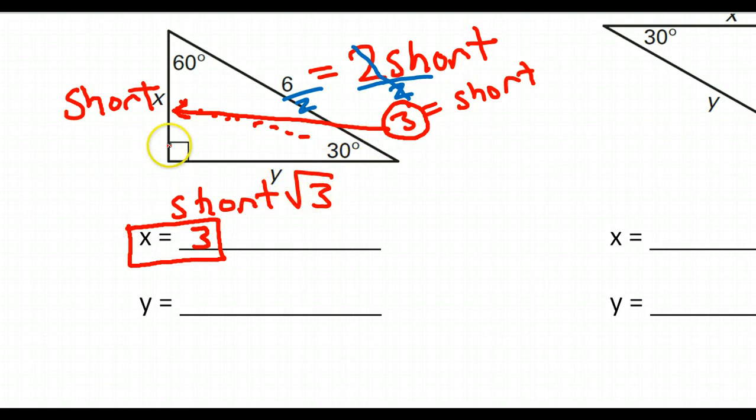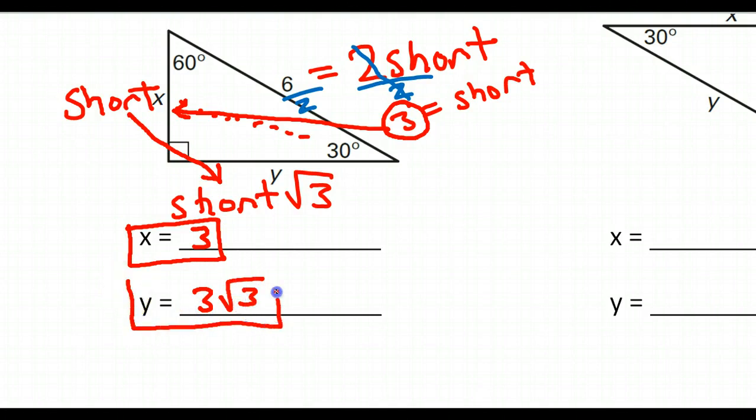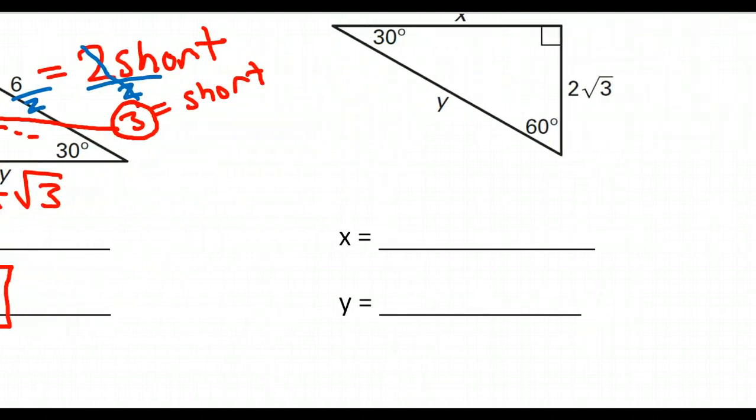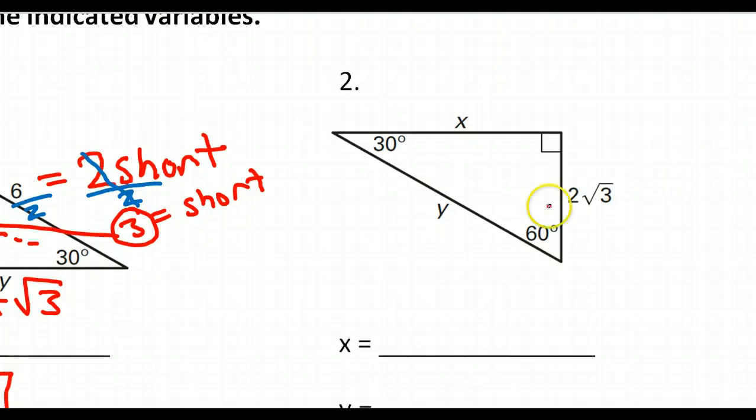Okay, and then once we have that, we know that the long leg is short radical 3. So if the short leg is 3, then that makes this 3 radical 3, and that's y. And that's how it's done. It's really very simple if you know the pattern. Look at problem number 2.